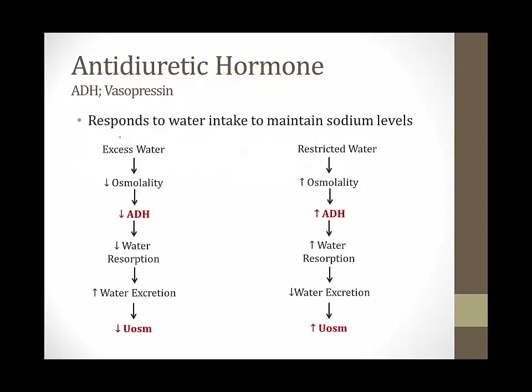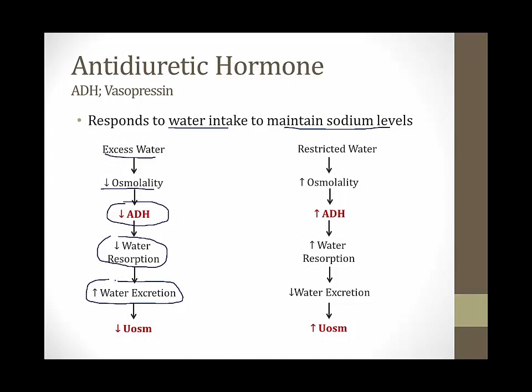Shown on this slide are two flow diagrams to help you understand how the body responds to water intake to maintain normal sodium levels and normal plasma osmolality. If you consume excess water, there is a fall in the plasma osmolality. The posterior pituitary will respond by decreasing the amount of ADH released. This will lead to less water resorption by the kidneys and more water excretion by the kidneys, and that will dilute the urine and decrease the urinary osmolality.